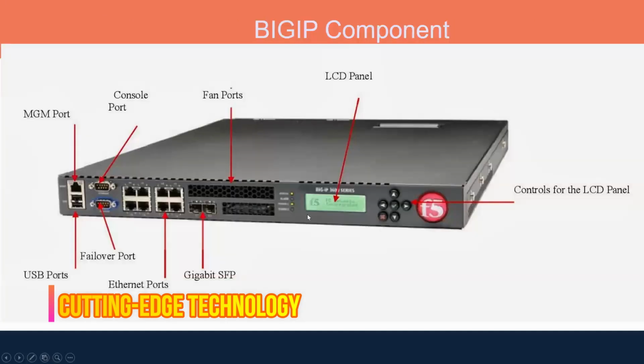In F5 BIG-IP, we have different components. We have the interfaces for management, to deploy the configuration, etc. We have a USB interface. There is a console interface using which you can take the console of this box. And then we have Ethernet ports. Basically, these interfaces participate in the data plane. And then we have an LCD panel and LCD panel control buttons.